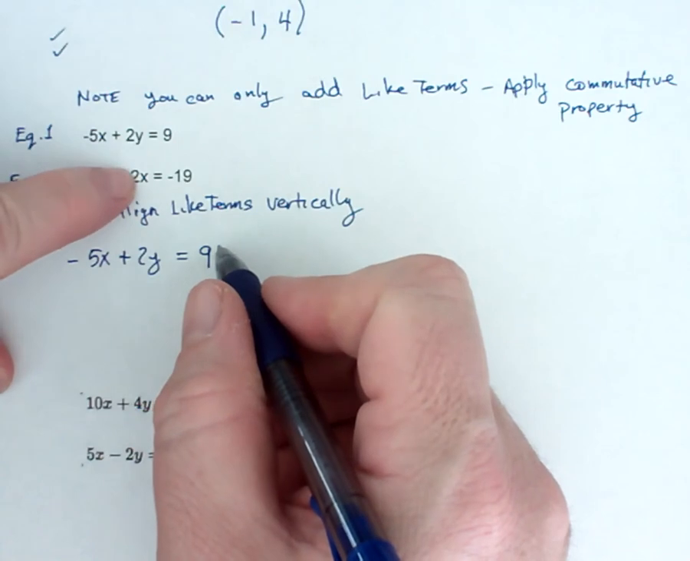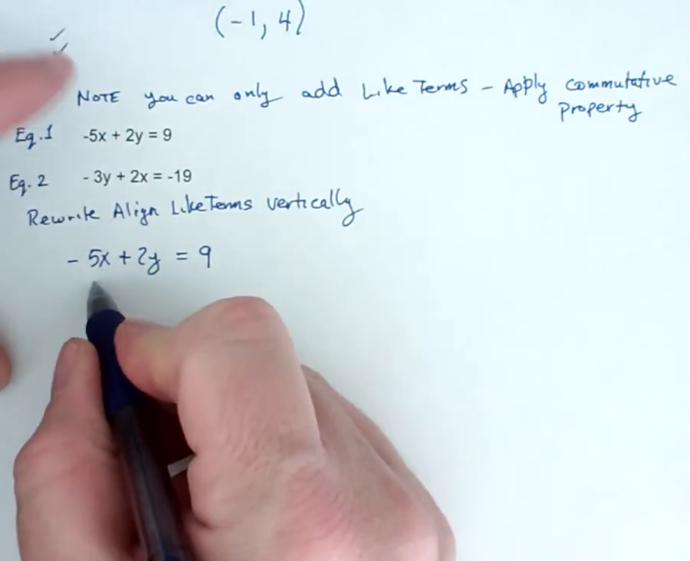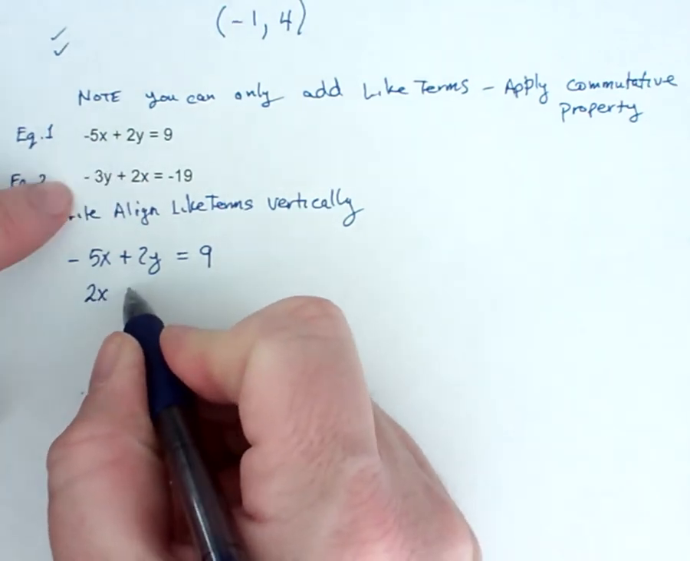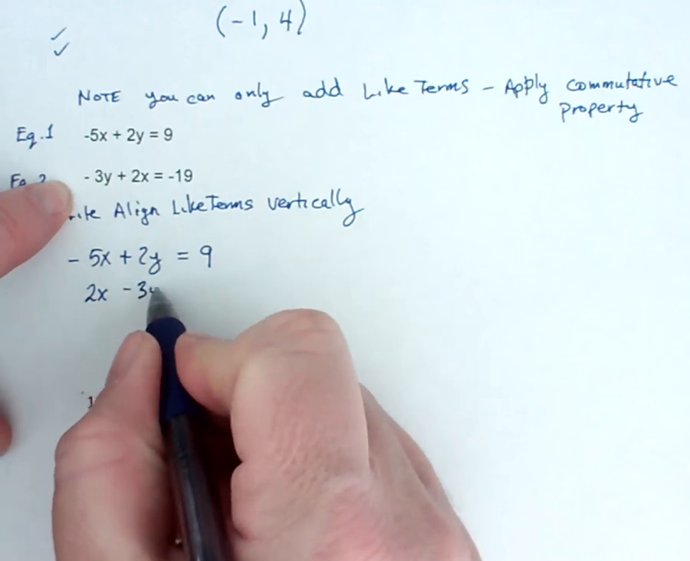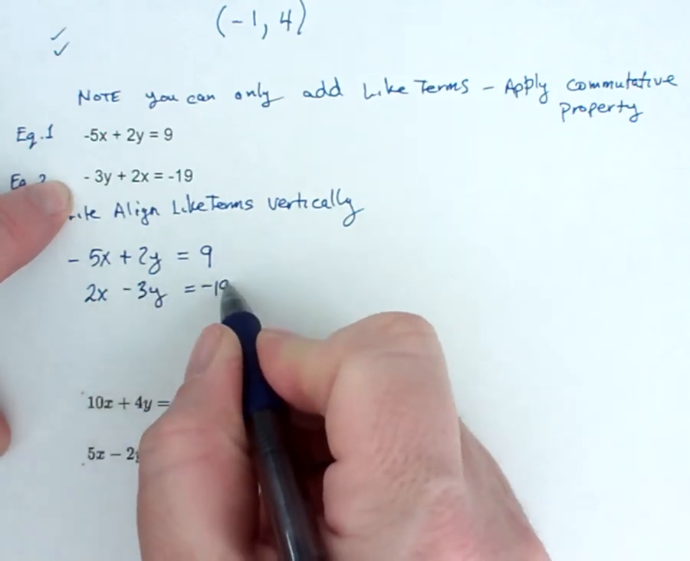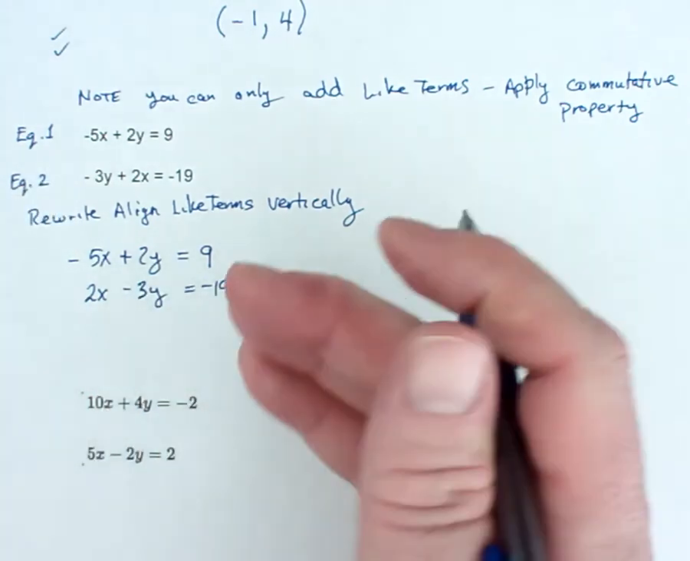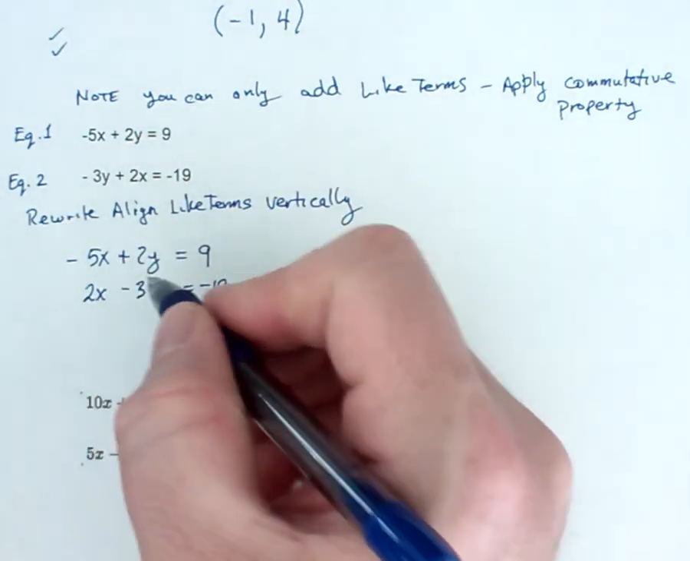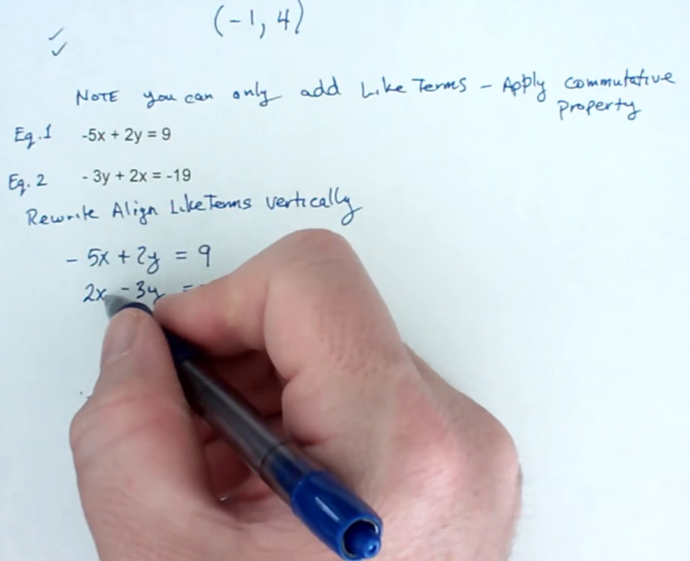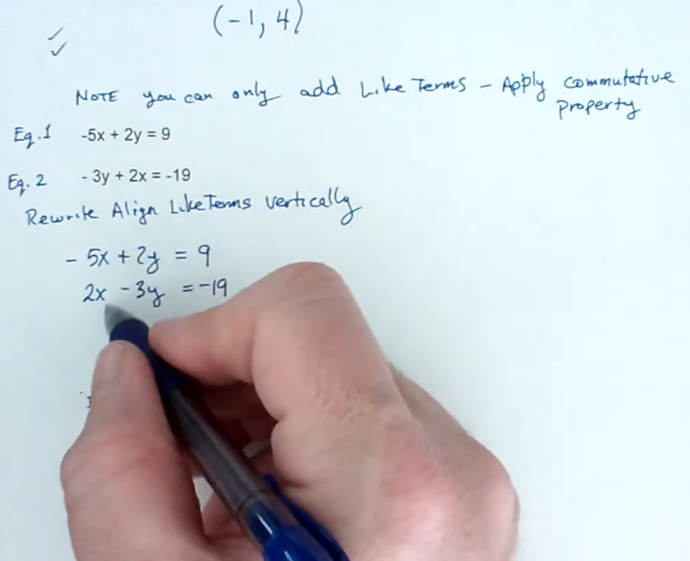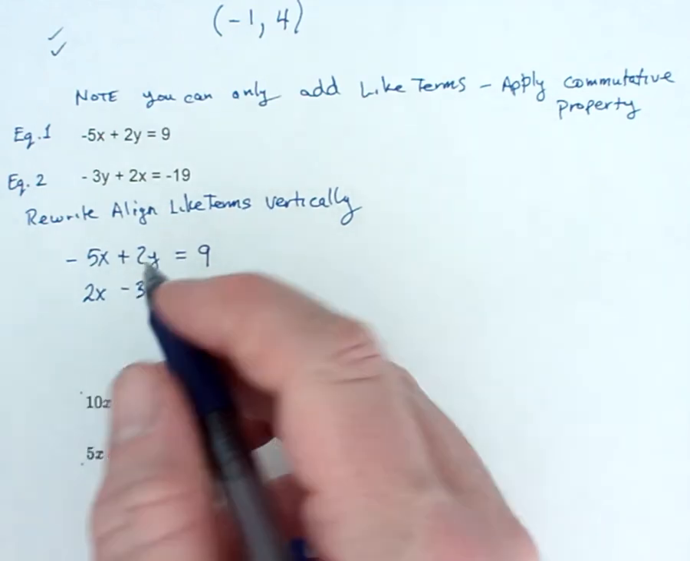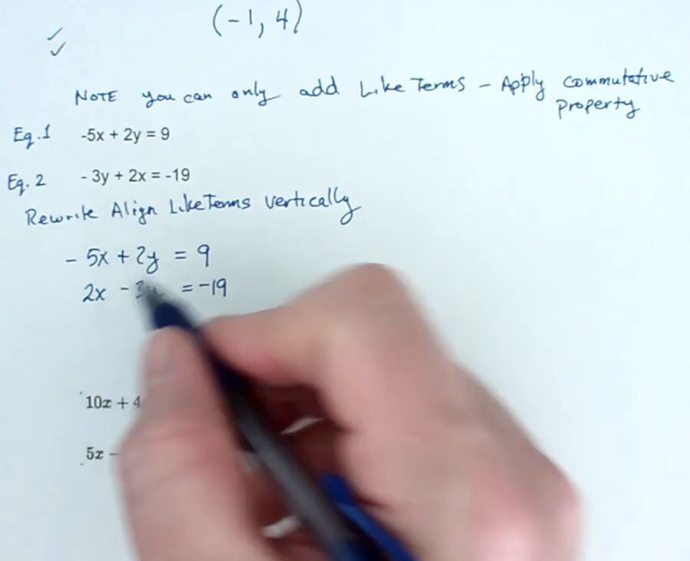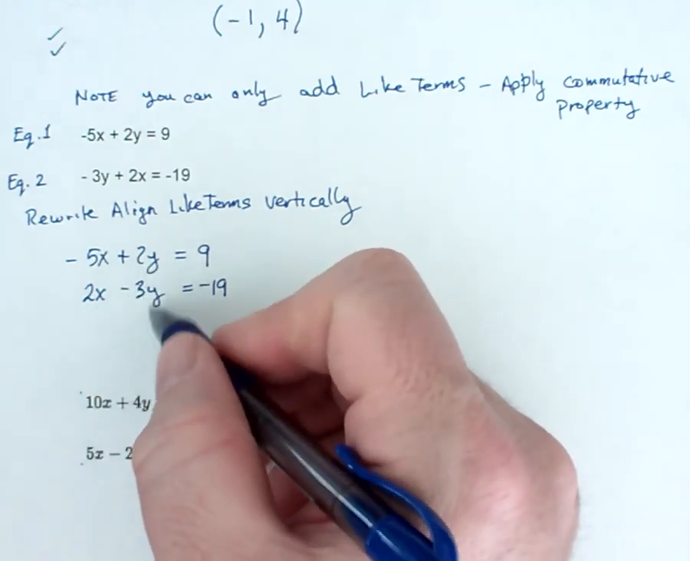Now I need to write the variable term with x first. Positive 2x, and that term is minus 3y equals negative 19. So now they're aligned. I want to add them together, but if I add these two equations together, that's not going to eliminate x or y. I'm going to get negative 3x here, and negative y here.